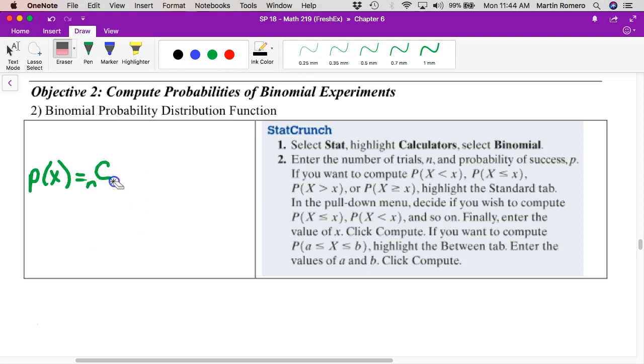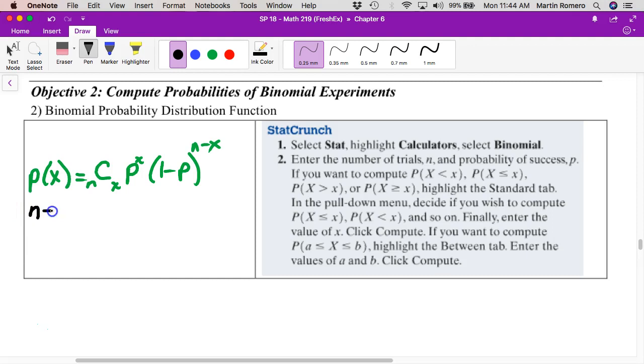Oops, that's going to be an X. The probability of X is P to the X, times 1 minus P to the n minus X. That's the formula here. Now you need to know some information. We're not going to do this by hand. Here are your instructions for StatCrunch on the side.